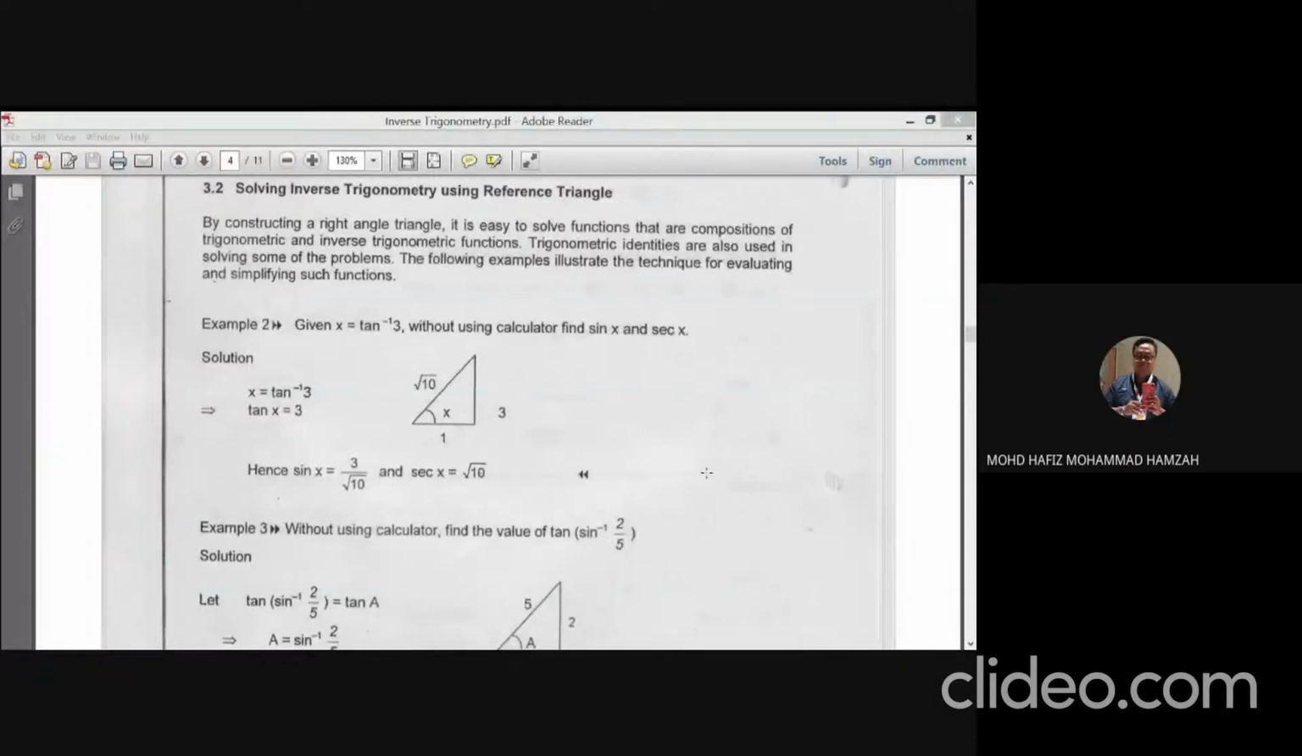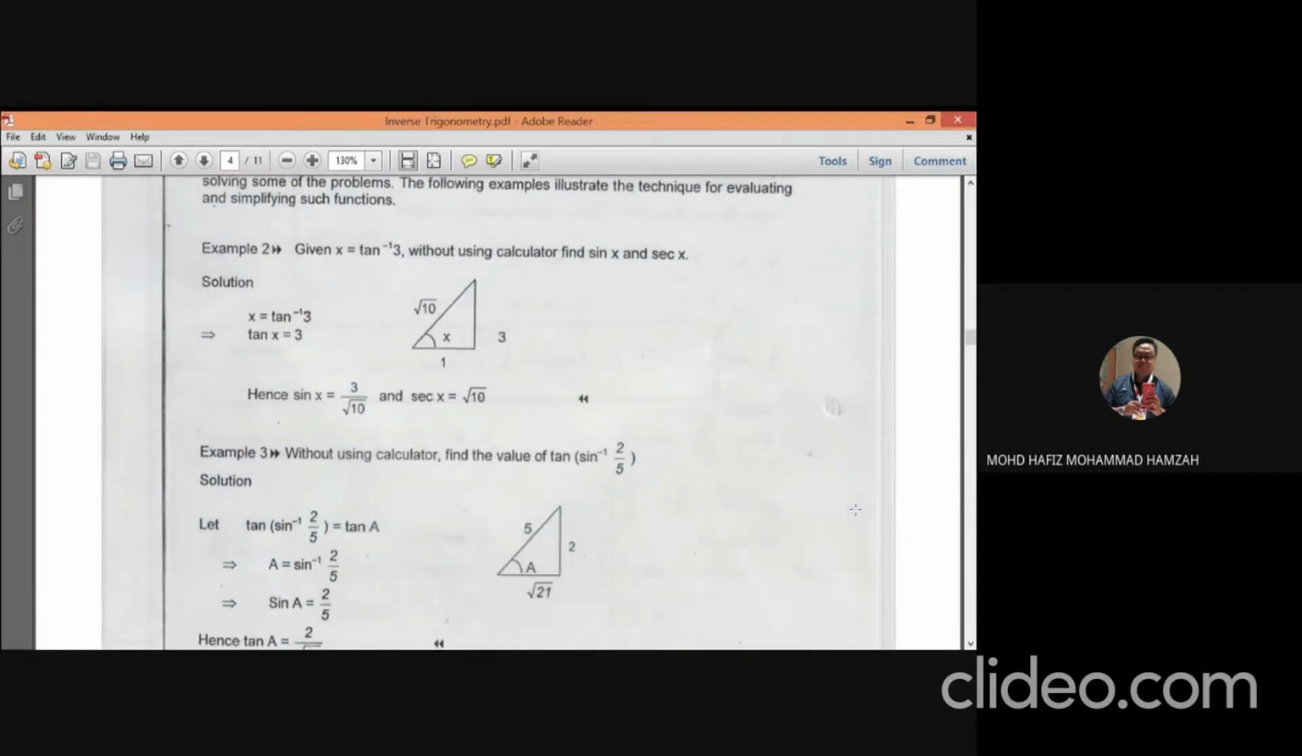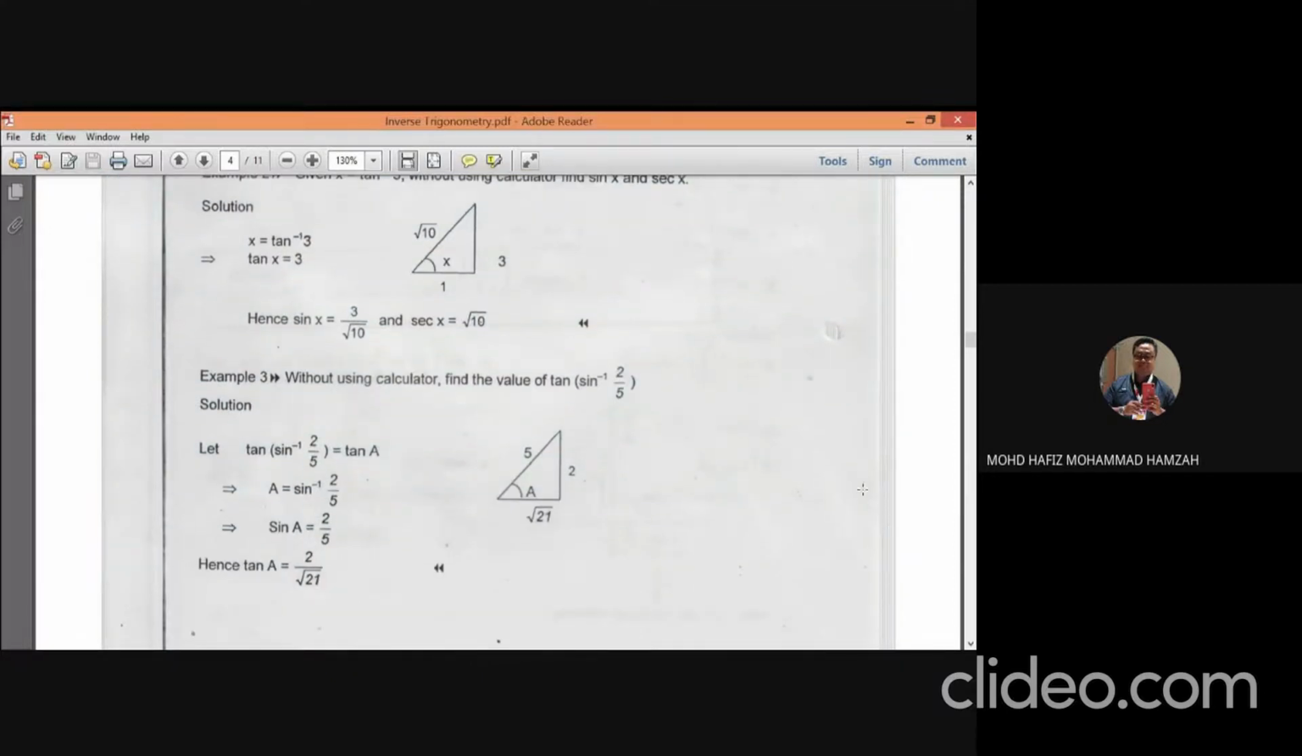Okay, so this is how they solve this one. So for the example 2, so sebagainya lah. So kalau untuk soalan macam ni, tangent sin inverse 2/5. So dekat sini kita akan let the function inside ni, sin inverse 2/5, sebagai A. So that means kita cari adalah tangent A. Okay, so bila A, kita akan let A equal to sin inverse 2/5.